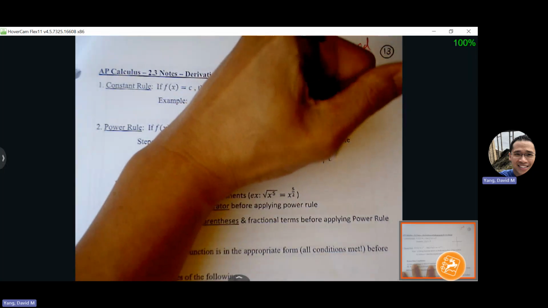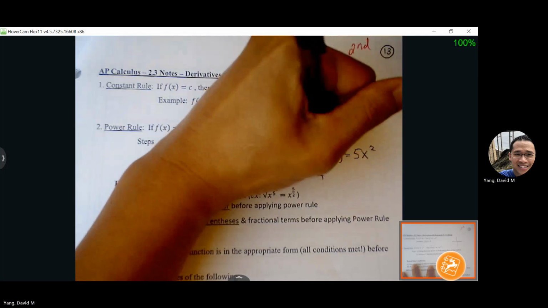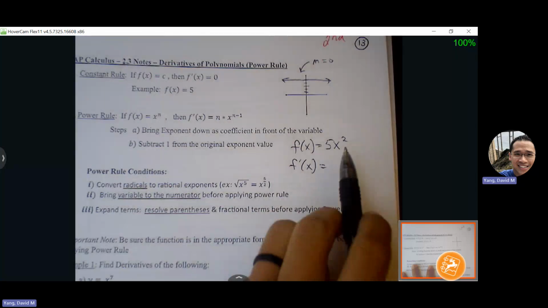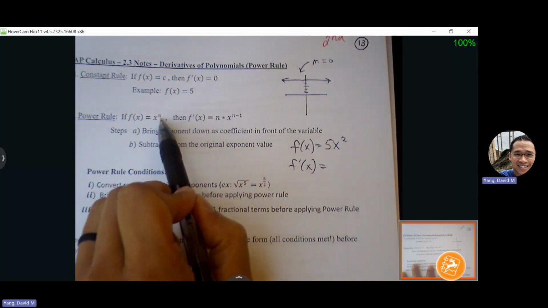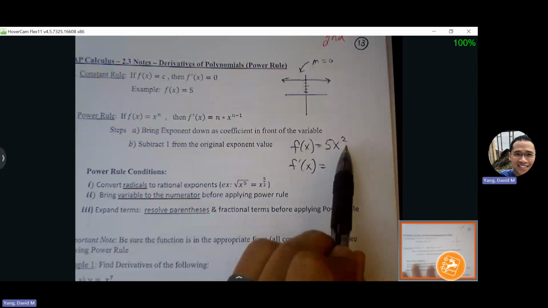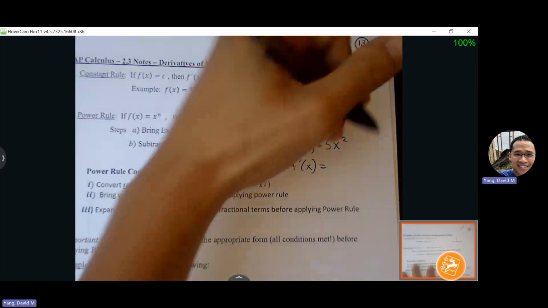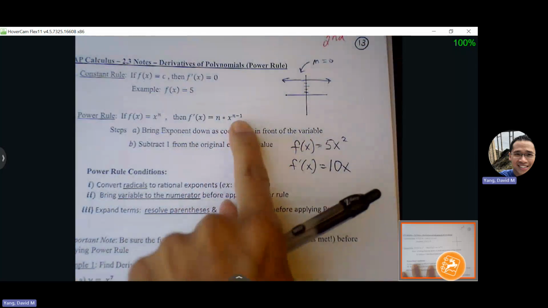Let's say my function is 5x squared. My derivative, rather than going through limit definition, it's a lot faster now. We bring that exponent down. So that n is a 2. We bring that 2 down. What happens with that 2? Multiplies with what? 5, which makes it what? 10x. And then we subtract 1 from the exponent.